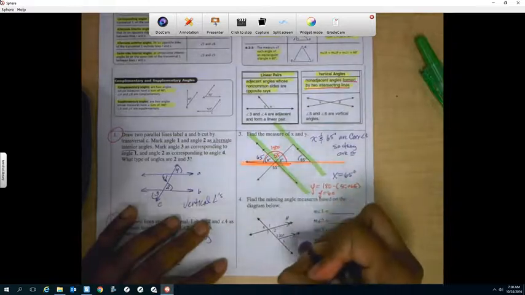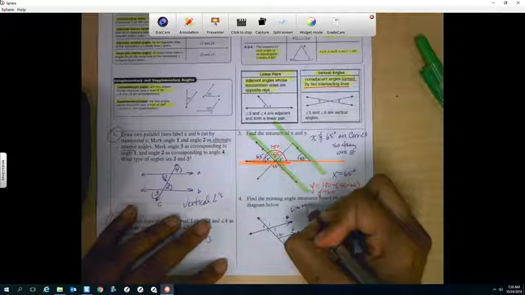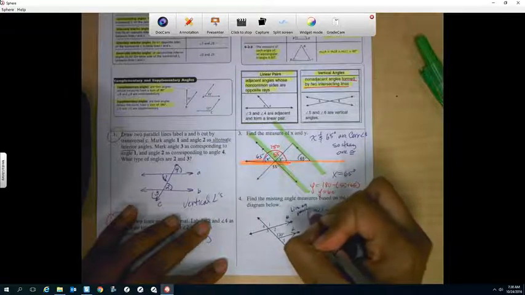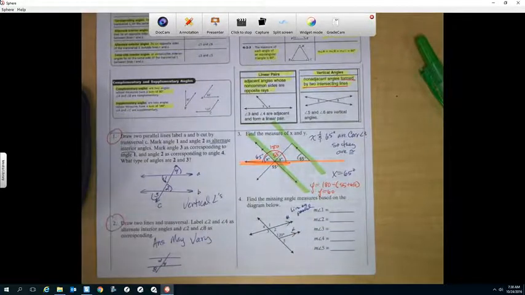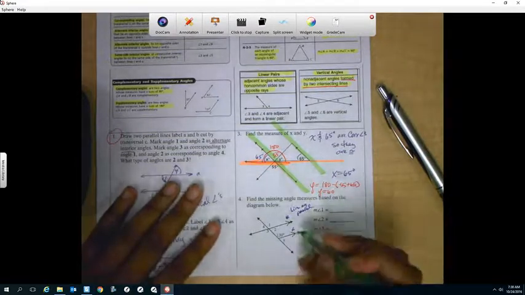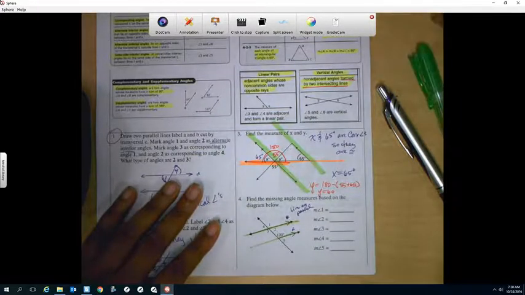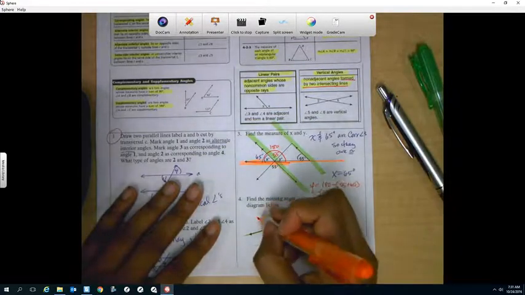All right, now, find the missing angles based on the diagram. Right here, these arrows tell me that the lines are parallel. And an easy way to do this, just like before, we want to extend the lines. So I want to go ahead and extend this line. That one's already extended. I also want to see my transversal. So this is my transversal.